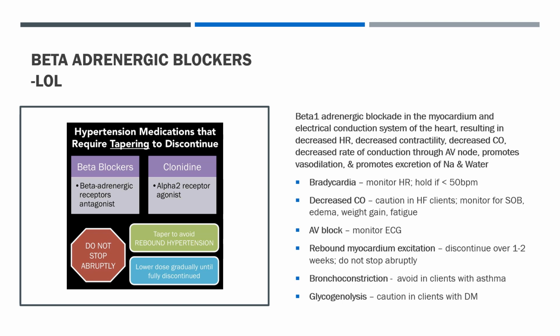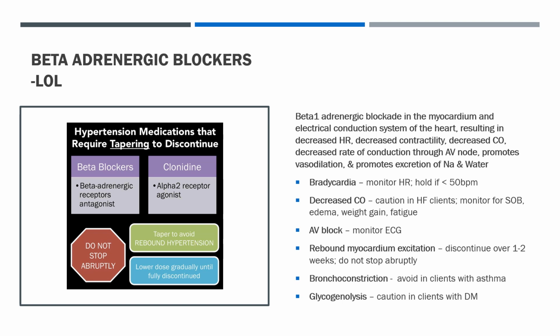Also, bronchoconstriction can happen with these medications, so avoid them with clients that have asthma. And then glycogenolysis. So this is the breakdown of glycogen to make glucose. And so caution with clients that have diabetes, of course, on these medications.